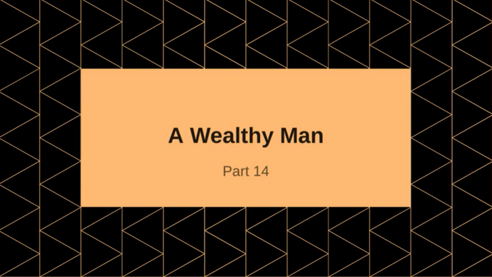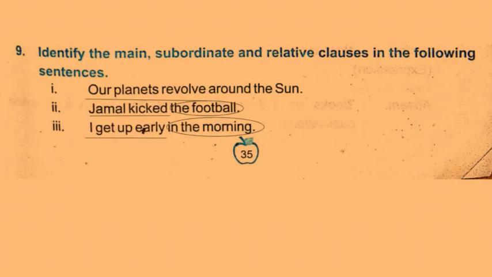Today we are going to do part 14 of Unit 3, A Wealthy Man, from the book English Language for Grade 10, Balochistan Textbook Board, Quetta. So let's start. Identify the main, subordinate and relative clauses in the following sentences. We are going to underline the main, circle the subordinate, and the clauses which are relative we are going to write an R in front of it.